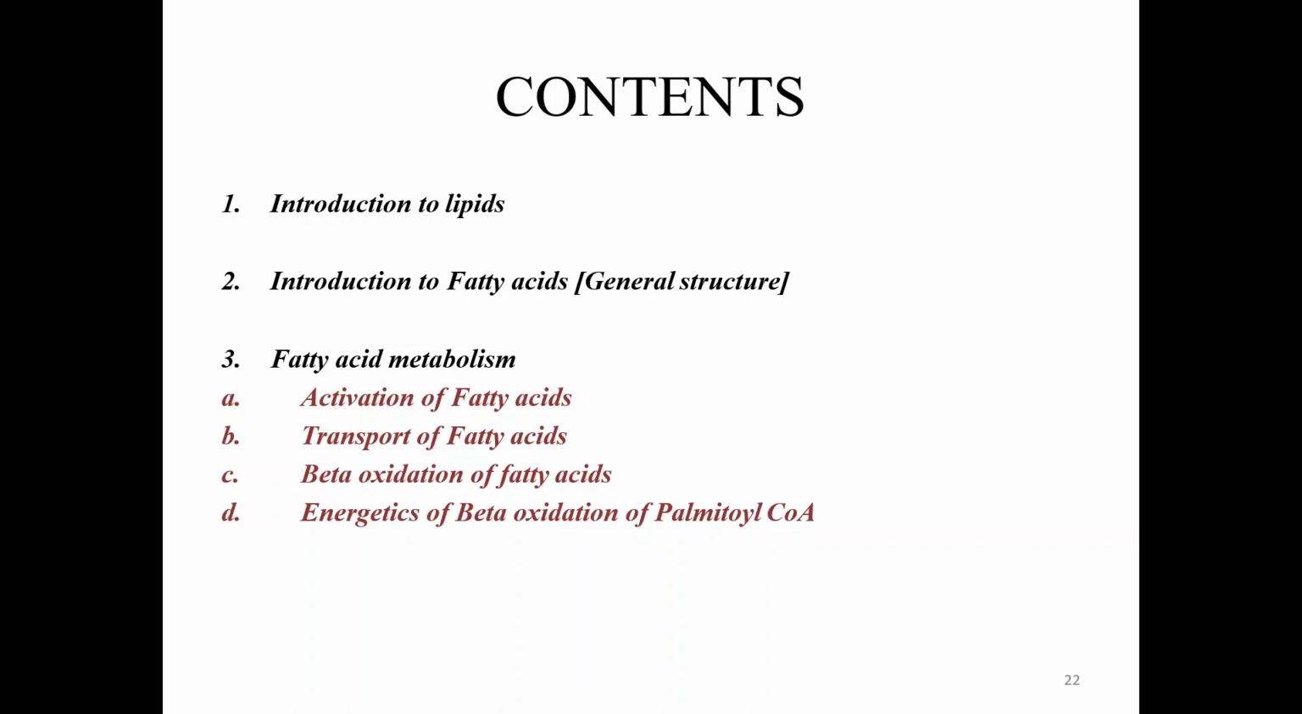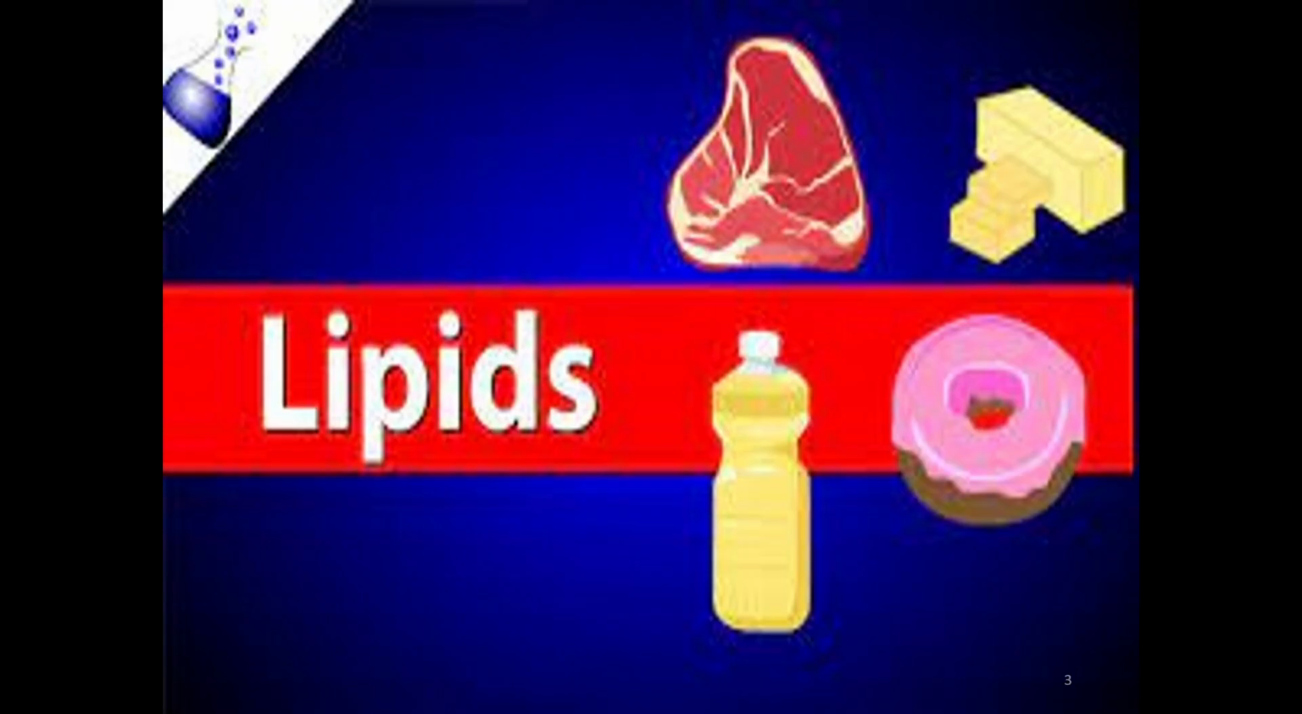Before understanding the fatty acid metabolism, we'll see what are lipids, fatty acids, and the different steps involved in the fatty acid metabolism. See, in this figure what you are seeing are all lipids. Why this is very important: these triacylglycerols and the adipose tissue fats are the major source of fatty acids.